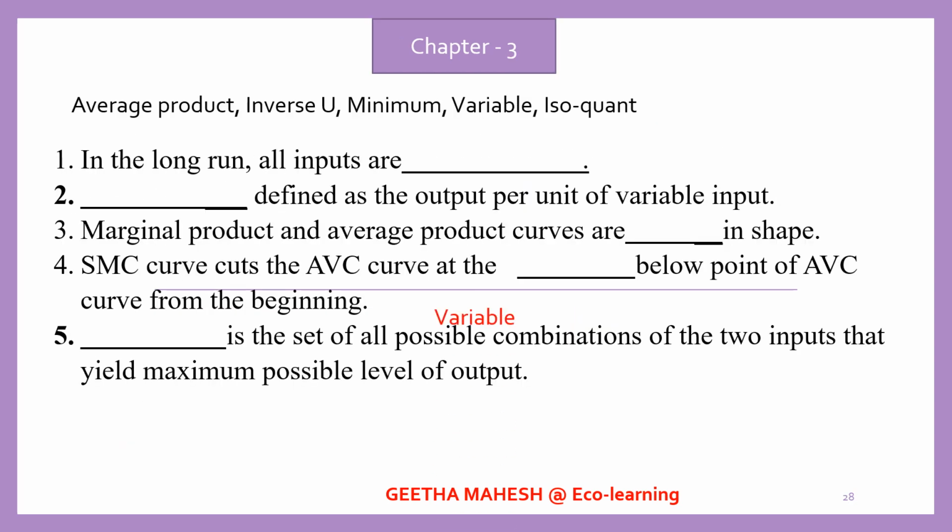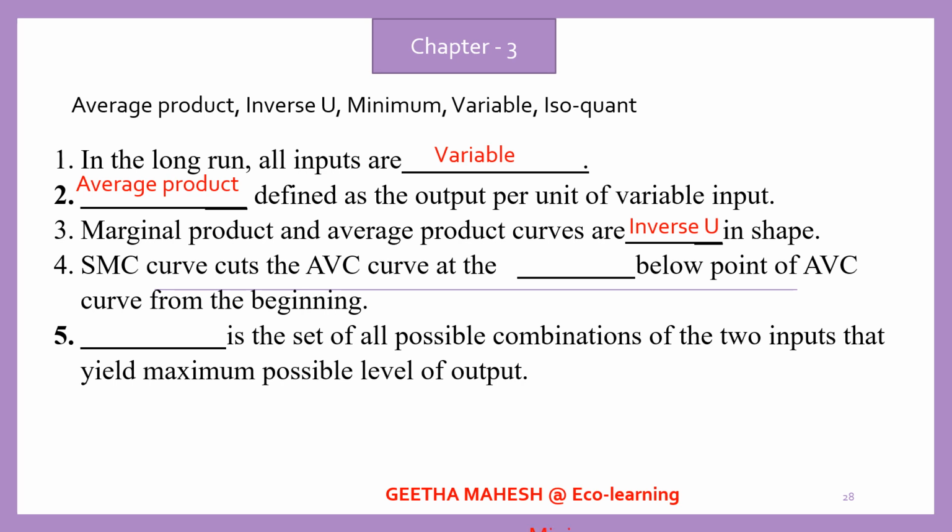In the long run, all inputs are variable. Blank defined as output per unit of variable input, that is average product. Marginal product and average product curves are inverse U shape.